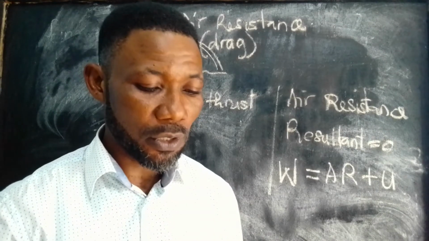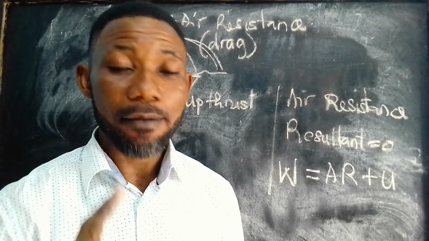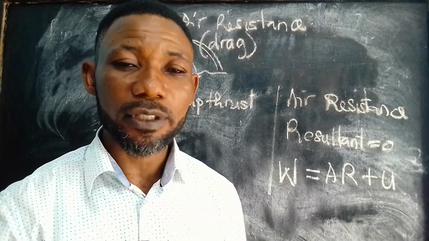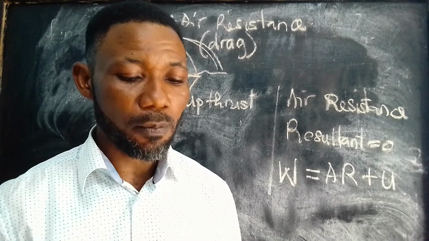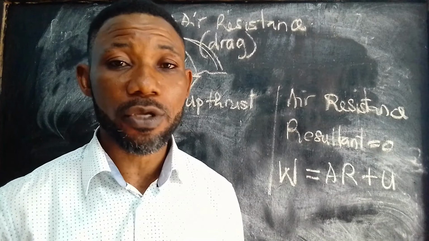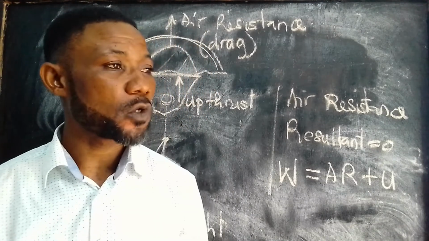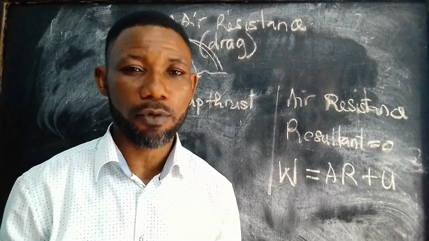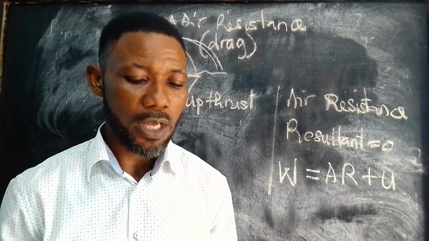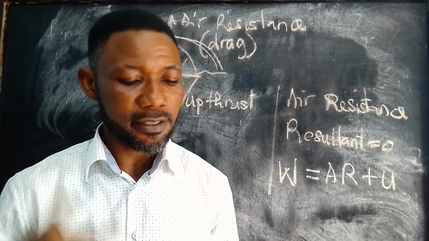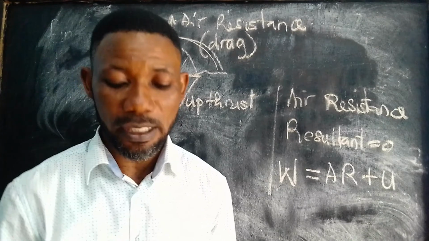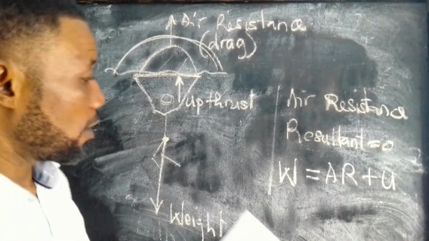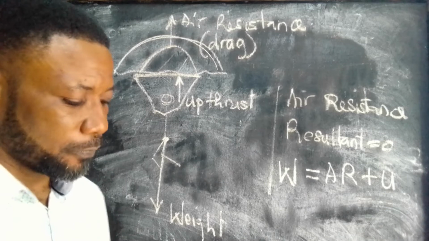Explain what will happen to the time. One, the time will reduce. Why will it reduce? Because a larger parachute means a larger surface area, and up thrust is a force that is directly proportional to the surface area or the volume of the body. Therefore, larger surface area increases the up thrust, and that will reduce the time to attain constant velocity.